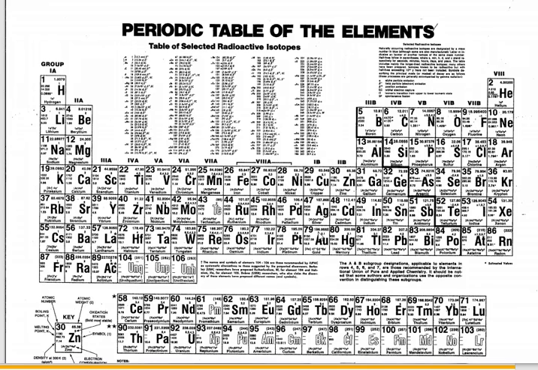So, what would happen if I took mercury, which has 80 protons, and I knocked one of the protons away? Well, if you have 80 and you knock a proton away, you have 79. And all of a sudden, you've taken mercury and turned it into gold. So now we know how to do it. We know how to turn different elements into gold.